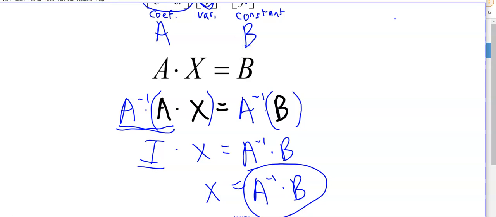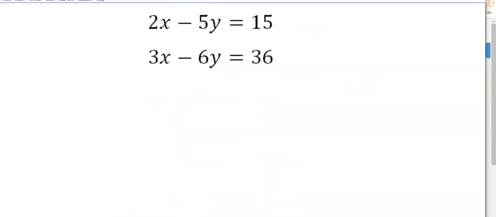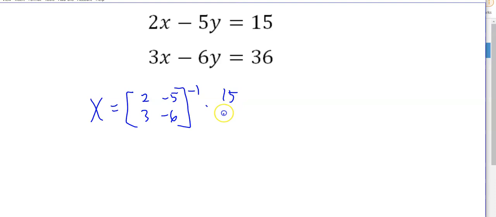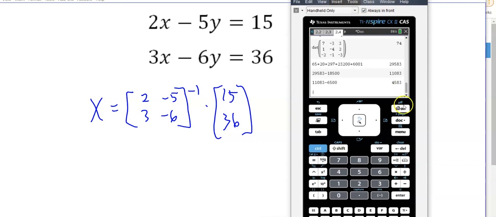So all we do to solve a problem is get our calculator out. Let's look at the problem. I'll write it out just so you have it. X, which is the variable matrix, equals the inverse of A. A would be 2, -5, 3, -6. The way we write the inverse is to the -1 power. That means the inverse times B, which is the constant matrix. Then we're just going to type that in our calculator, and that should give us the answer. It's actually a really quick and pretty easy method.